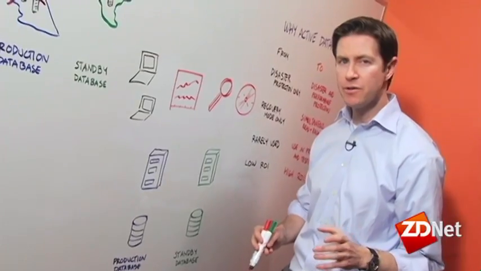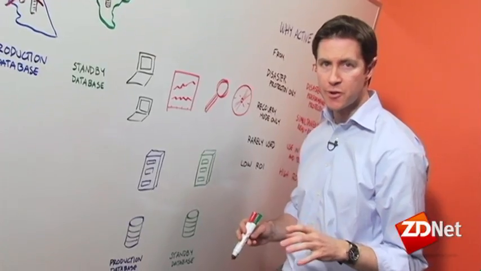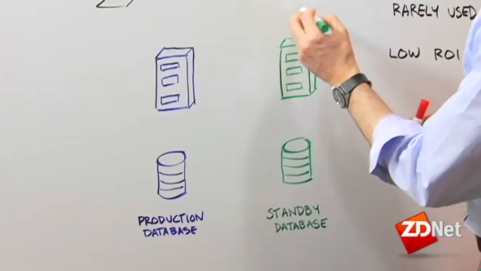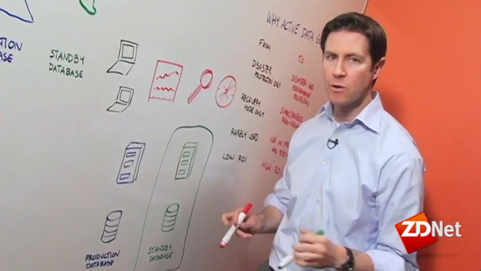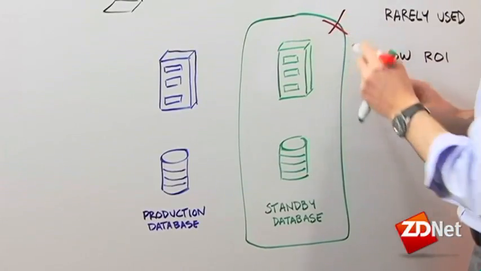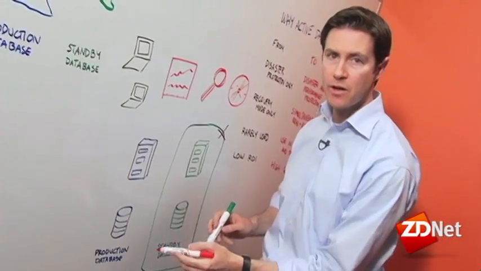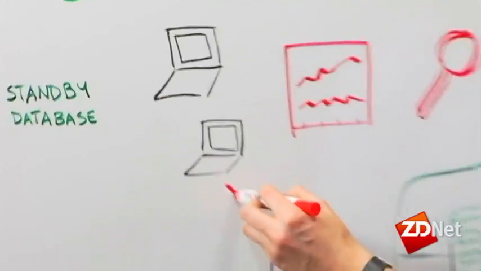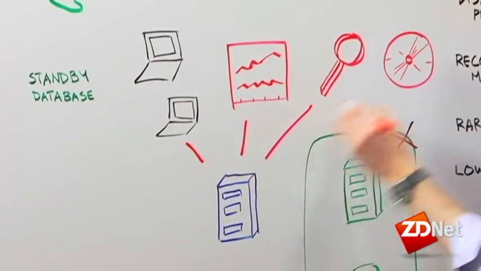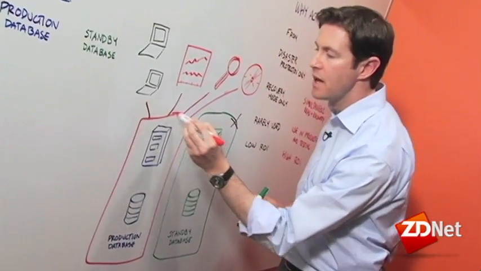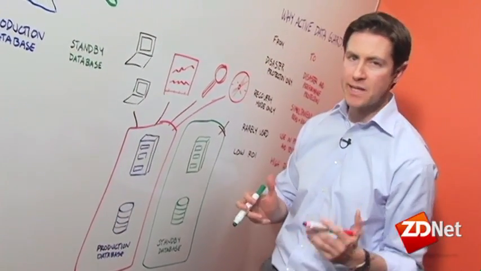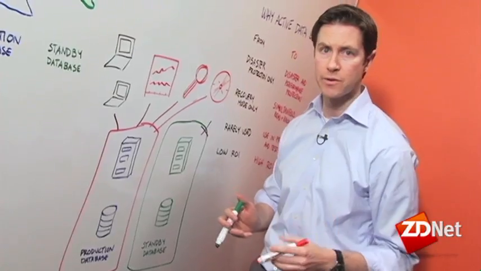Now, the challenge of current disaster recovery solutions is that all the investments you've made in your standby database essentially sit idle waiting for a disaster to strike. At the same time, all your production runs against your production workload. So your users' applications, your reports, your queries, your backups all run off your production database. And as you can imagine, performance can be affected during peak workloads.